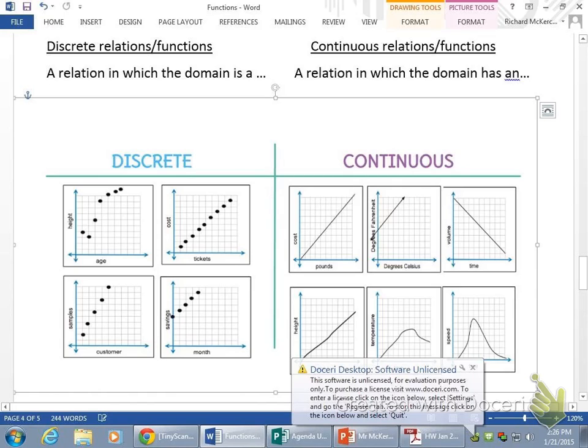Now, discrete ones are when you're trying to count something. Okay? It's some sort of counted number for your domain.